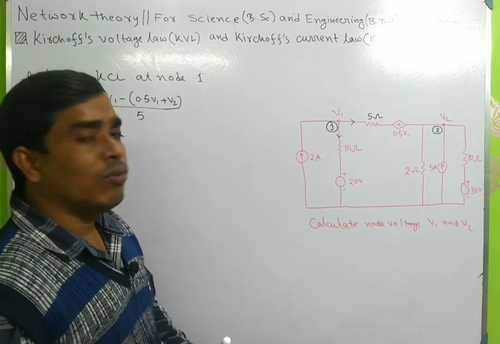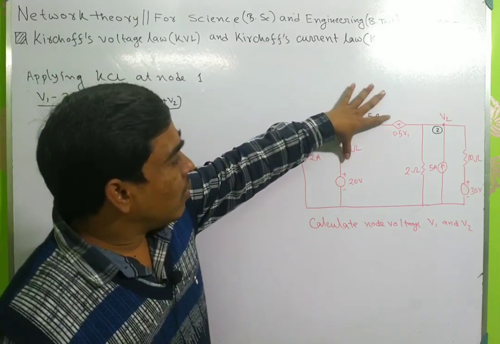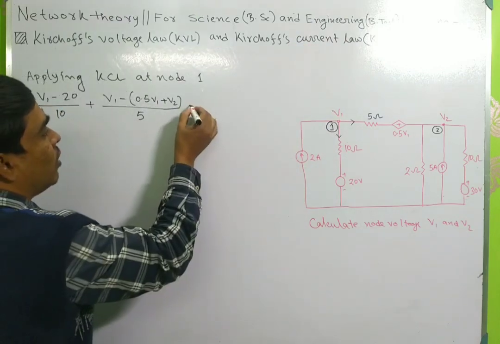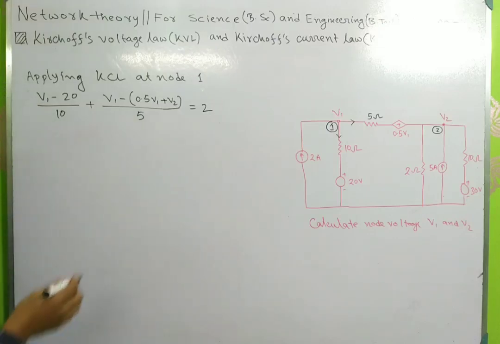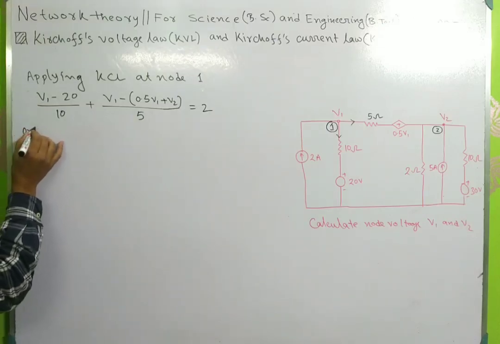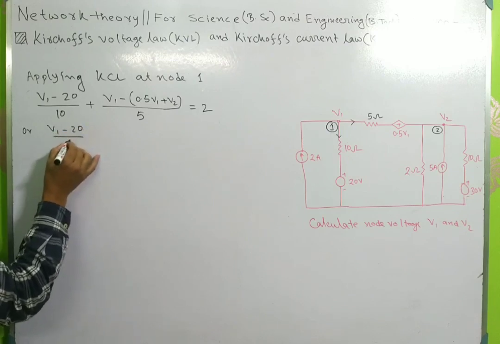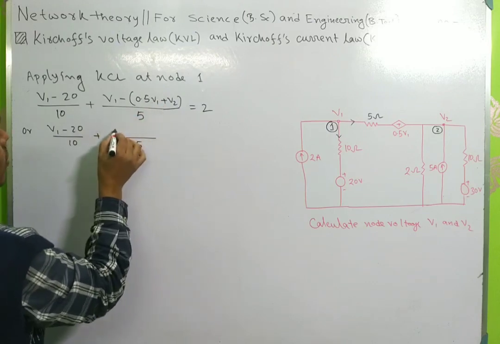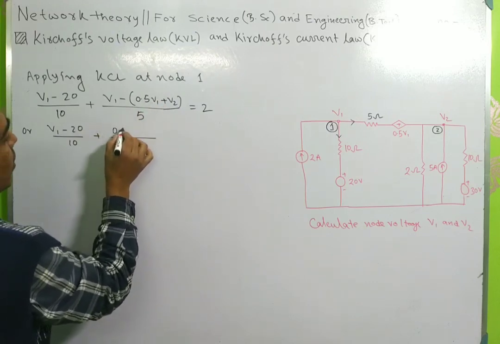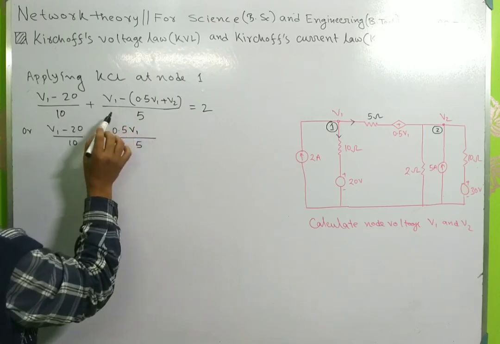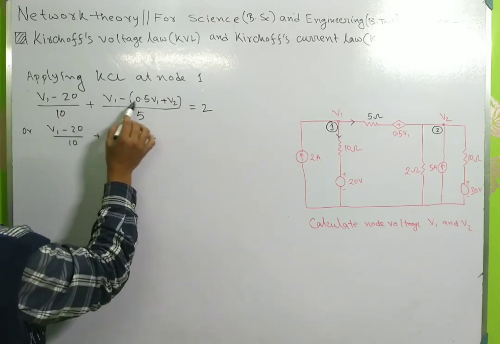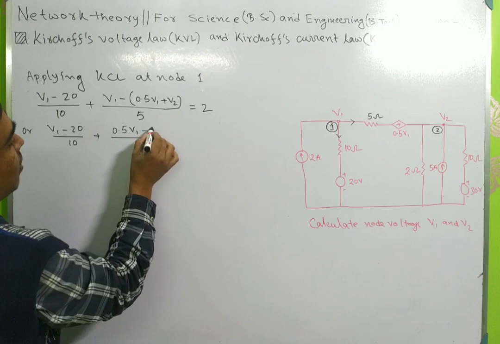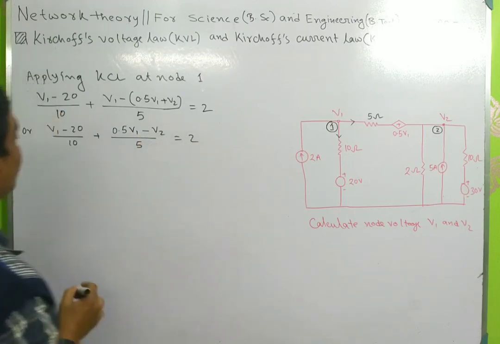So these are the two leaving currents from this node 1, and one is the incoming current, this is 2 ampere. So it will be 2. So if I solve this, then if I subtract V1 from V1 minus 0.5 V1, it will be plus 0.5 V1 minus V2 equals 2.